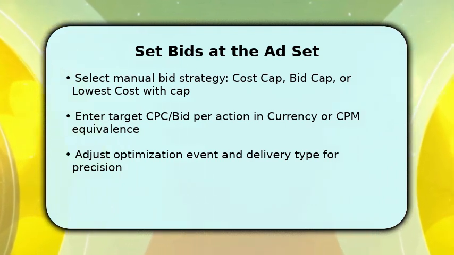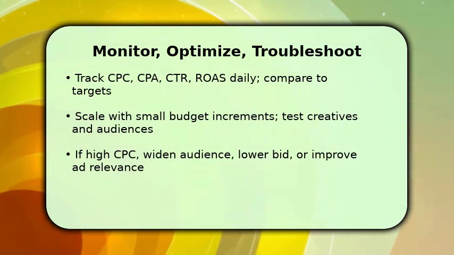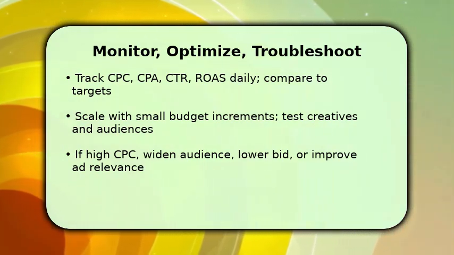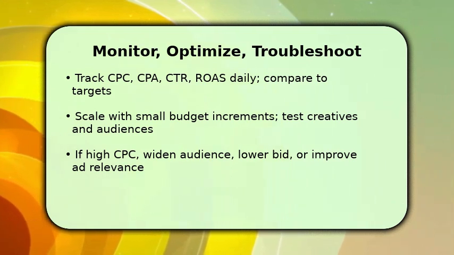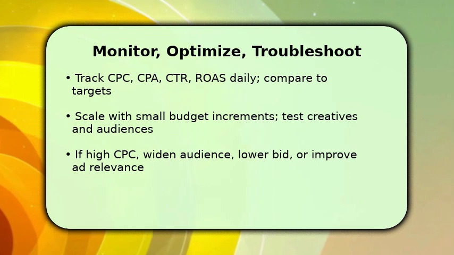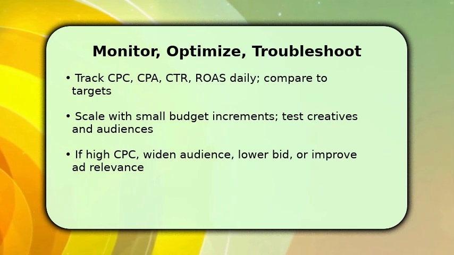Once ads are running, monitor CPC alongside CPA, CTR, and ROAS so you understand why costs move. If CPC is stable and profitable, scale by increasing budget in 10-20% steps and duplicate winning ad sets. If not, test new creatives or refine audiences.